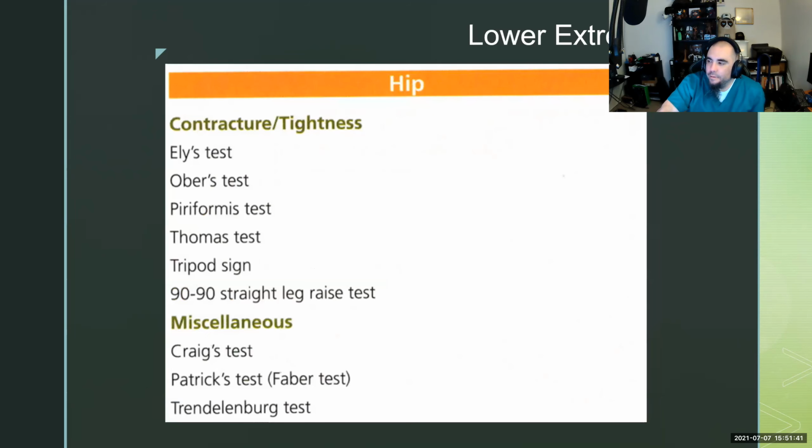In the hip, the major ones in the hip are the Thomas, the Ober, and probably the Ely's, depending upon who you ask. Those are your major ones for the hip. We talked about Trendelenburg. That's more for gait than it is anything. That's where you pick up the pelvis and it drops. That indicates they have a Trendelenburg sign. It's not really a special test per se.